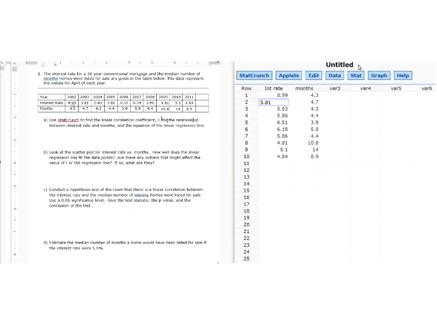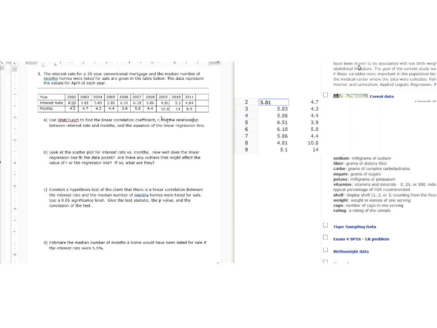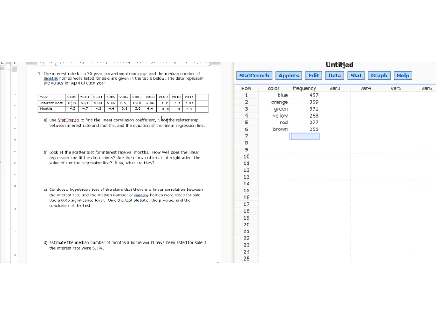So I already went to StatCrunch and typed in the data that's in this table. And for this one, since we're only talking about the interest rate and the months, I didn't type in the years. I didn't need to do that.